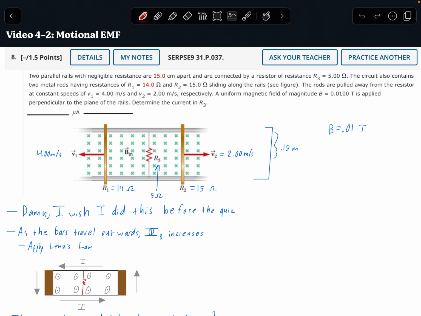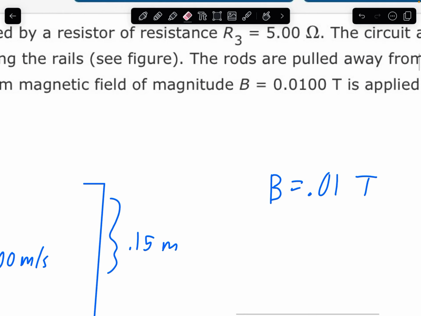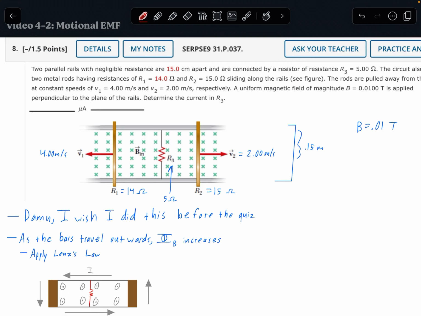Okay, so two parallel rails with negligible resistance are 15 centimeters apart and are connected by a resistor R3 equals 5 ohms. The circuit also contains two metal rods having resistances R1 equals 14 ohms and R2 equals 15 ohms, sliding along the rails, away from the center. The rods are pulled away from the resistor at constant speeds of V1 equals 4 meters per second and V2 equals 2 meters per second, respectively. A uniform magnetic field of 0.01 teslas is applied perpendicular to the plane of the rails. Determine the current in R3.